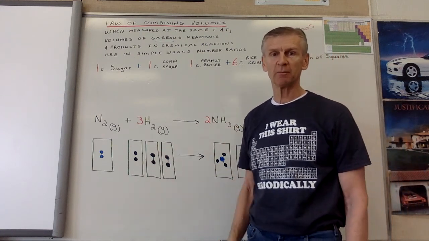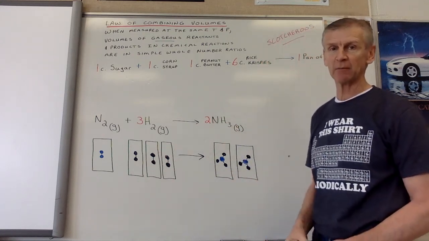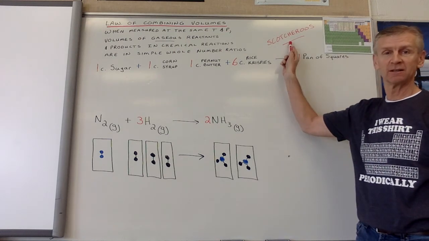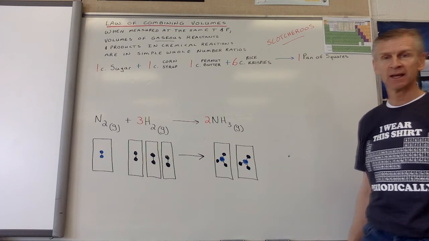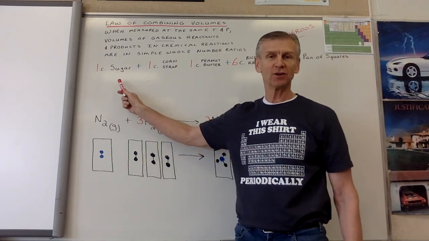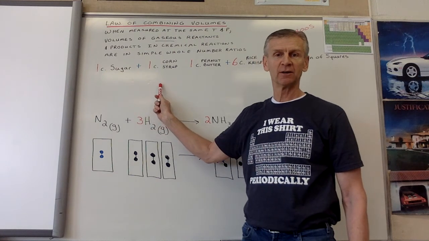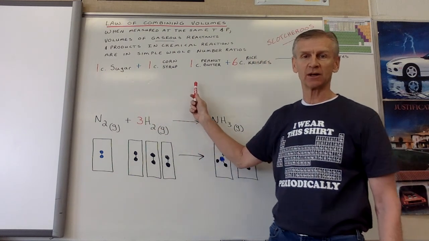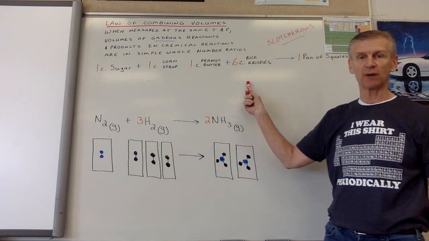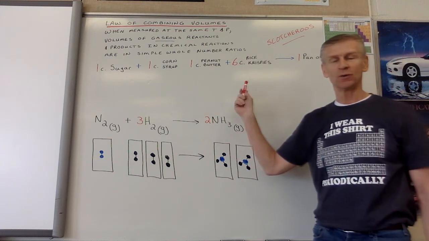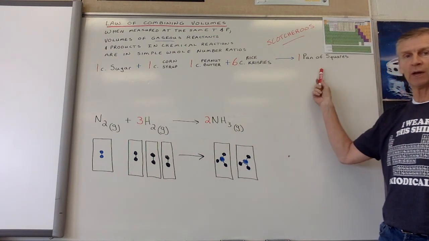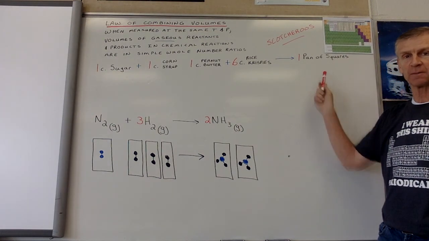So to explain the law of combining volumes, I like to go back to a family favorite recipe for something that we call in our family scotcheroos. In order to make this dessert, you combine 1 cup of sugar with 1 cup of corn syrup, 1 cup of peanut butter, and 6 cups of Rice Krispies. When you mix those ingredients together, you end up with 1 pan of squares.